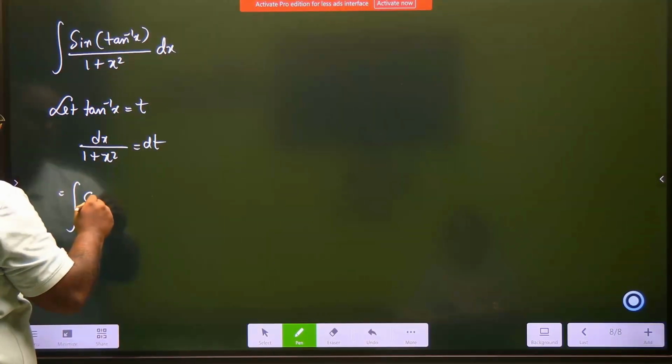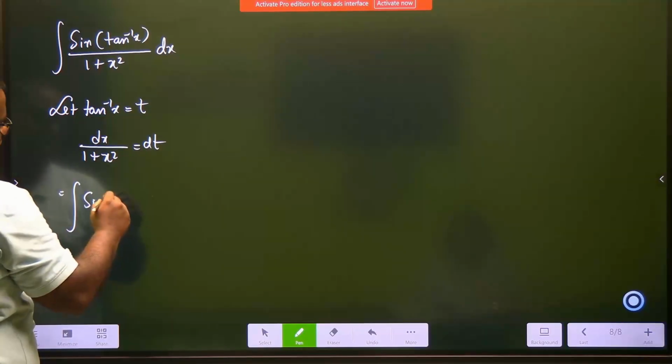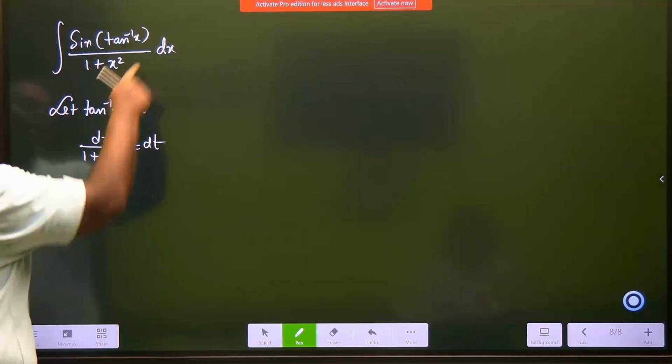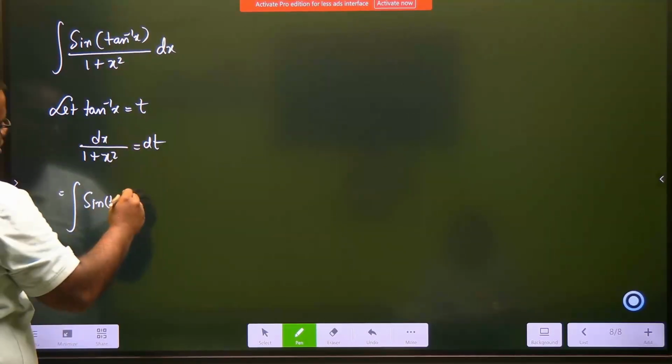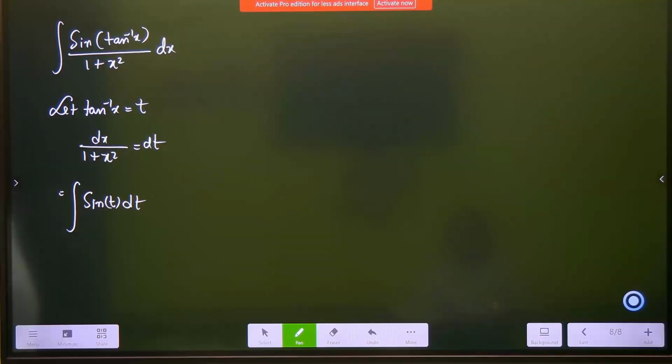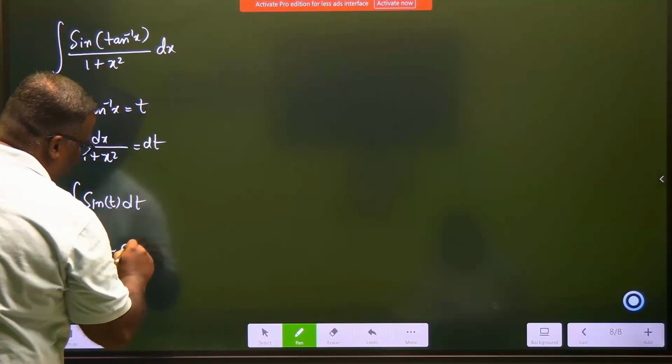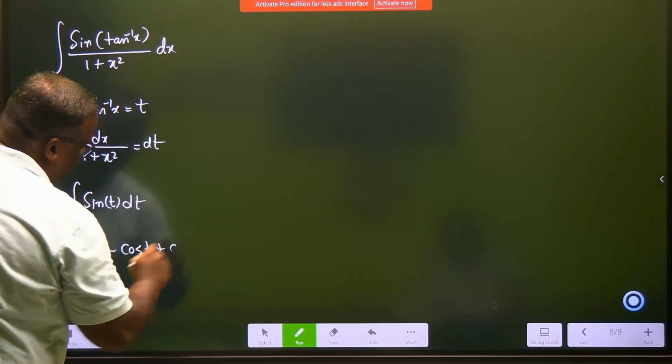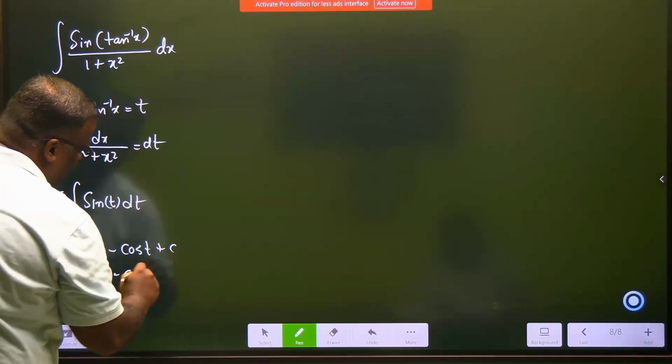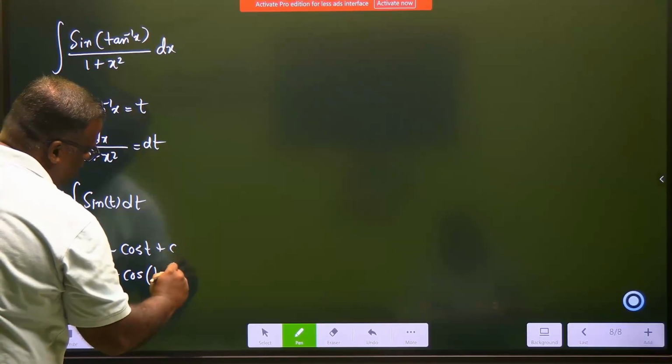You write your sine. This fellow, you have already taken it to be very small t, and dx by 1 plus x square is dt. So easy to get it into your format. It's interesting. So it becomes negative cos t plus c. So negative cos, instead of t, you now resume yours.